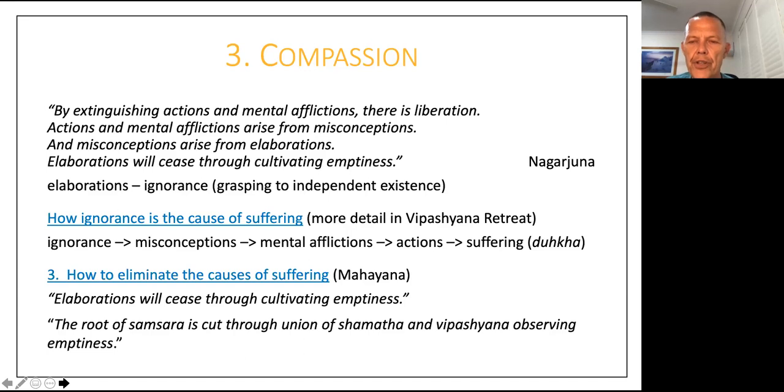And there's another verse we saw in the Shamatha retreat when we looked at the Shamatha chart, which said the root of samsara is cut through the union of shamatha and vipassana observing emptiness. So on the basis of a calm, clear, focused mind of shamatha, we investigate the nature of reality, we come to realize emptiness, and thereby we can cut the root of samsara. That is, of course, ignorance, thereby cutting mental afflictions and therefore the suffering they produce. So this is suffering, its causes, and how to eliminate those causes.